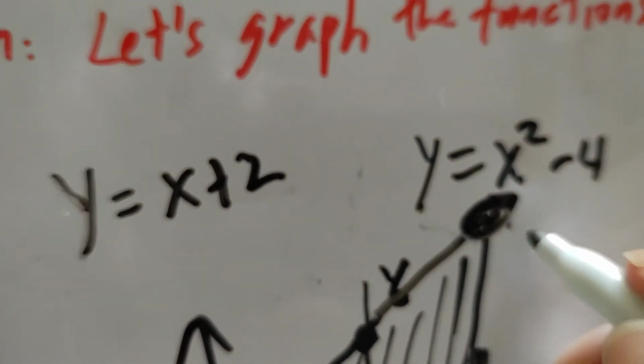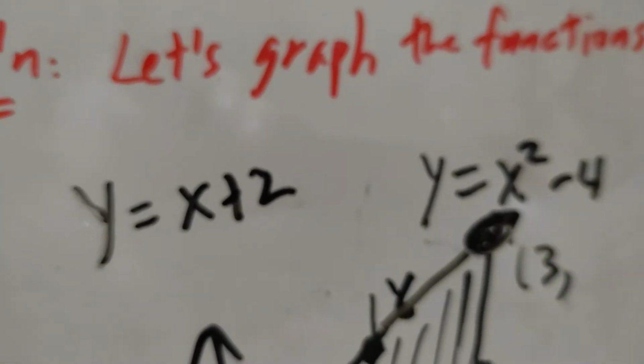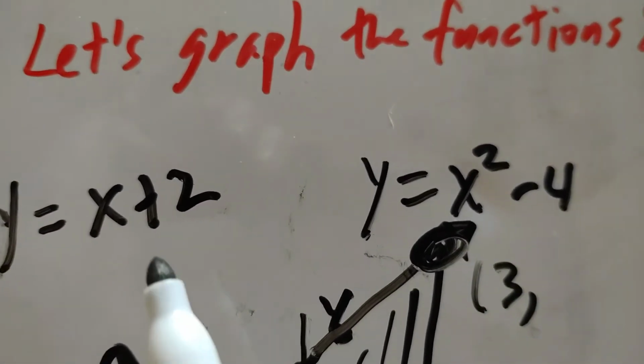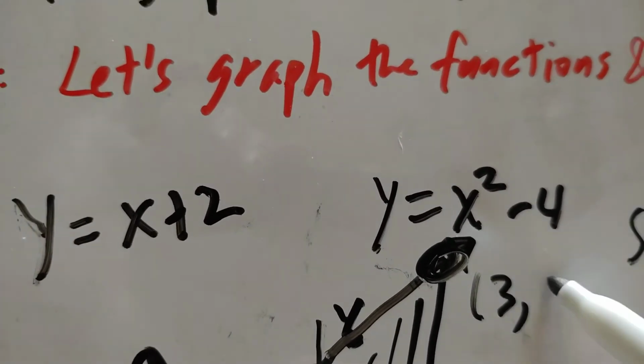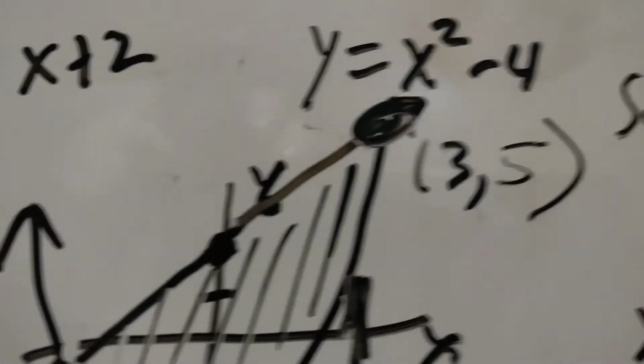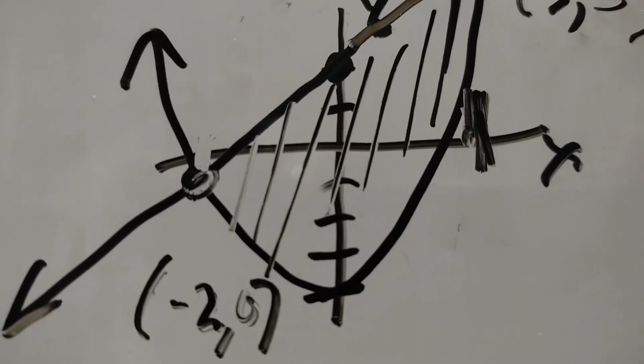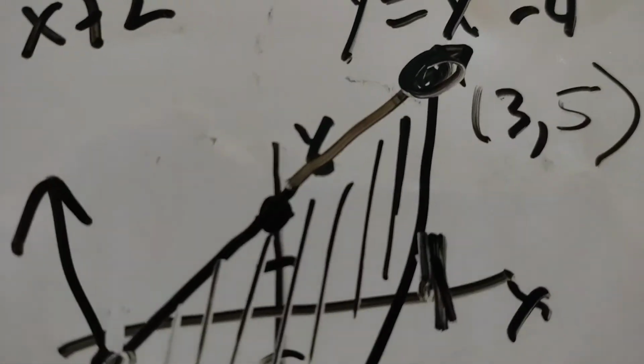So this is going to be 3 comma, and notice if x is 3, 3 squared is 9, 9 minus 4 is 5. Likewise here, 3 plus 2 is 5. So if you want to, you can write 3 comma 5. Those are the points of intersection. So now we're easily halfway done with this problem.